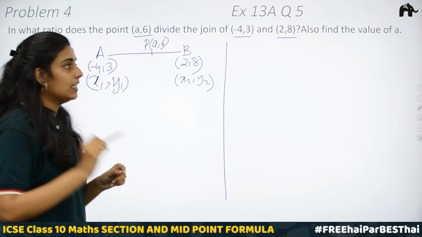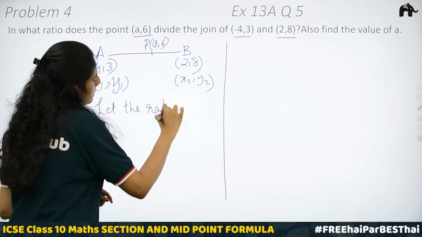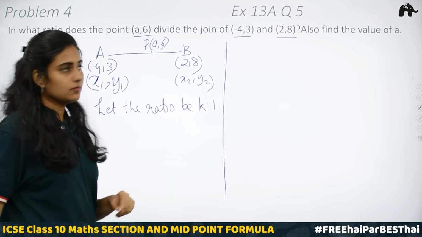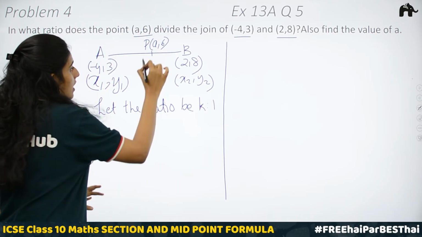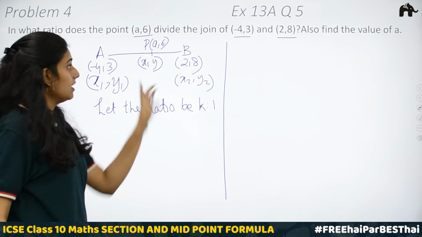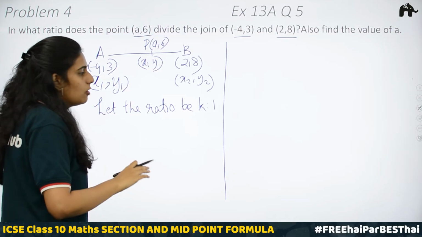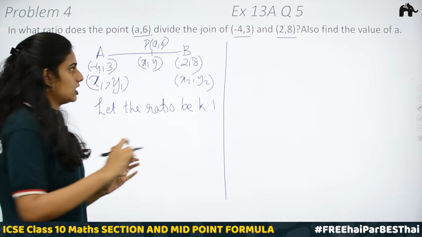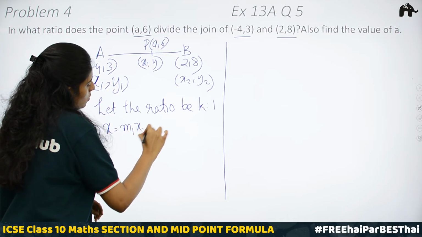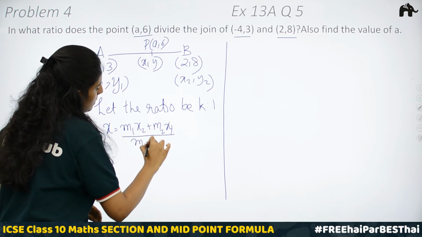In that case, let the ratio be k is to 1. We have the x, y coordinates of point P, which is (a, 6). Now we can use the section formula. If you know the section formula, you can solve any question from this section. X is equal to (m1 x2 plus m2 x1) divided by (m1 plus m2).